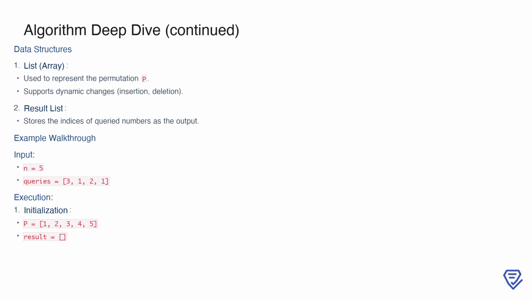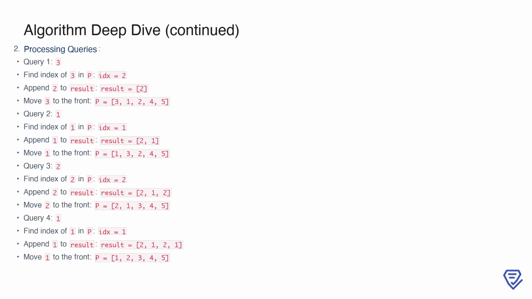To illustrate the algorithm, let's consider an example where n equals 5, and the query list is 3, 1, 2, 1. During initialization, the permutation P starts as 1, 2, 3, 4, 5, and the result list is empty. From here, we process each query to determine the output. For the first query, the number 3 is located at index 2 in the permutation P. We append this index to the result list, making it 2. The number 3 is then moved to the front of the permutation, updating P to 3, 1, 2, 4, 5. Next, for the query number 1, its index in the updated P is 1.